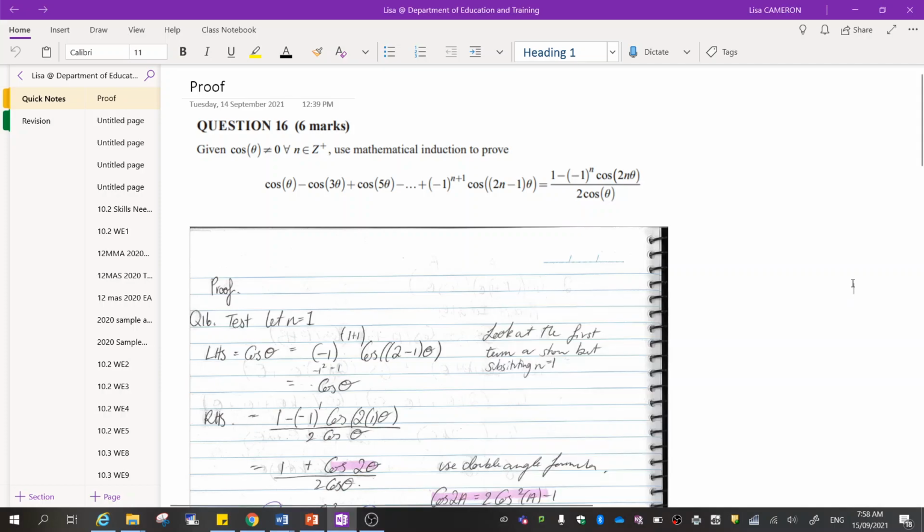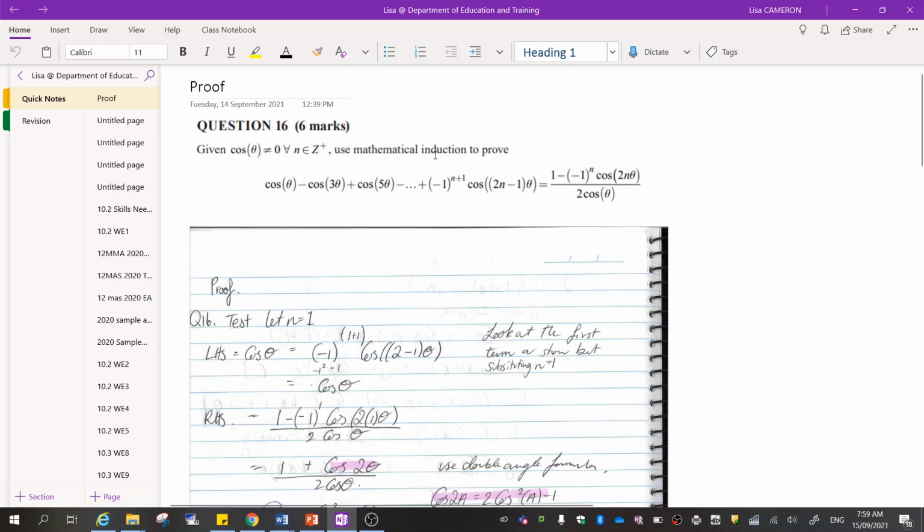Okay, so for this question, I've just scanned in my working instead of writing out the whole thing because it's a pretty long question and it's really hard for me to make things look neat on this little Wacom tablet. So we're going to be using mathematical induction to prove this. So we're going to be using the tape method.